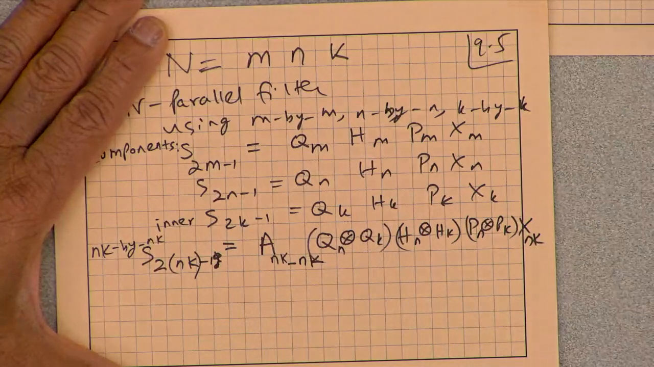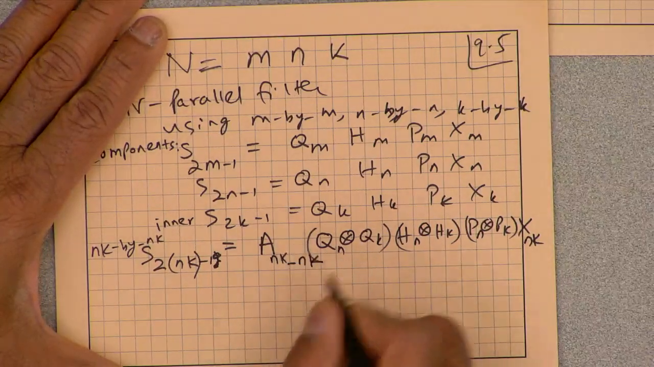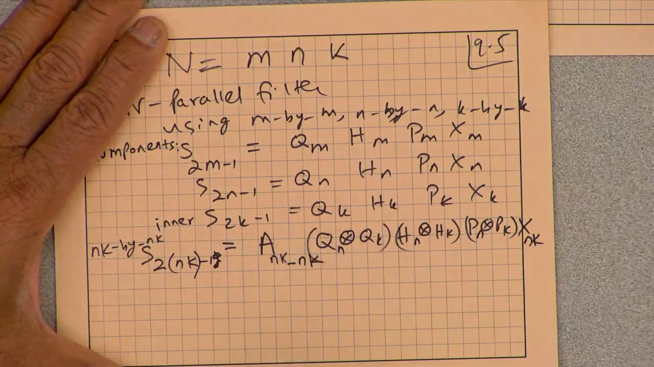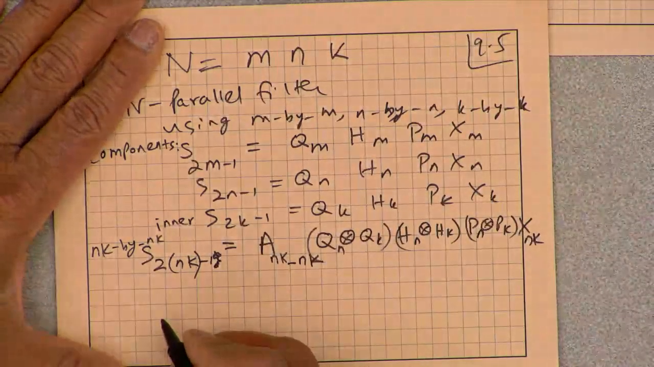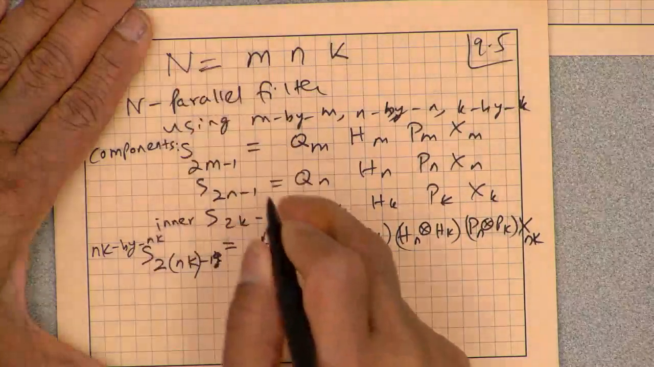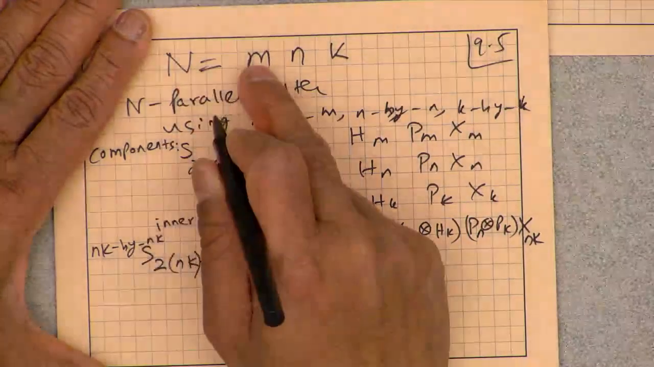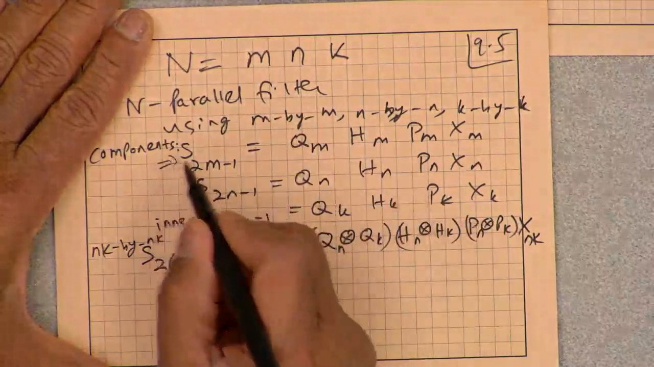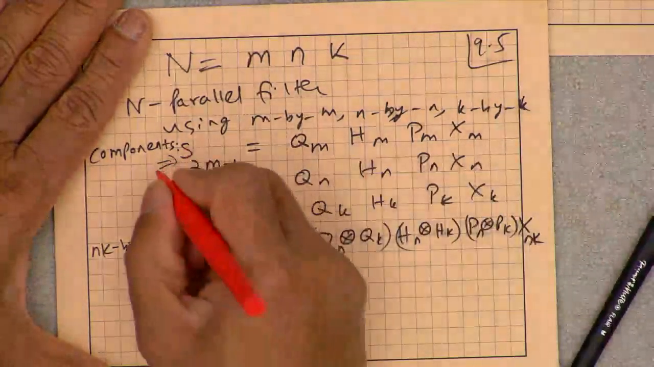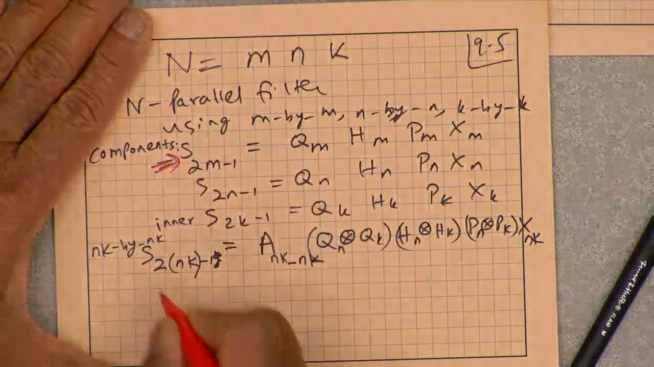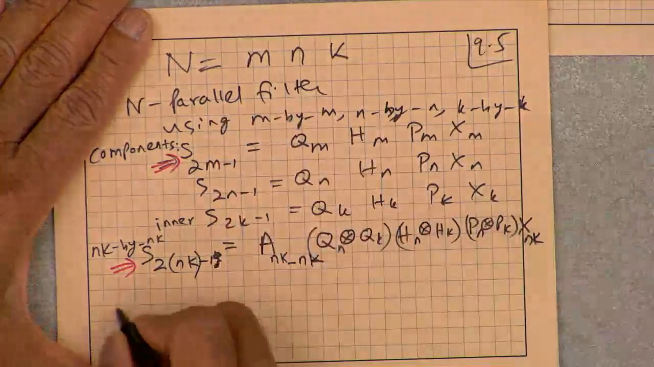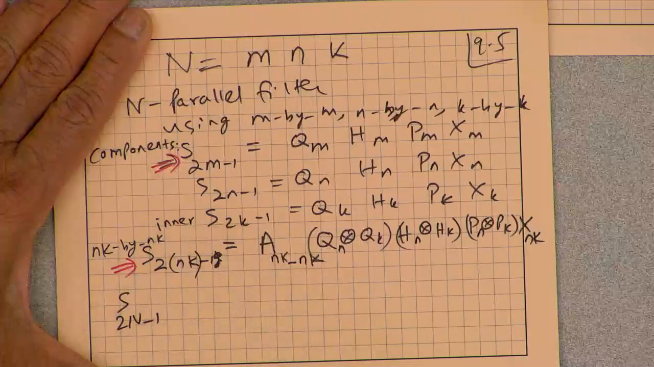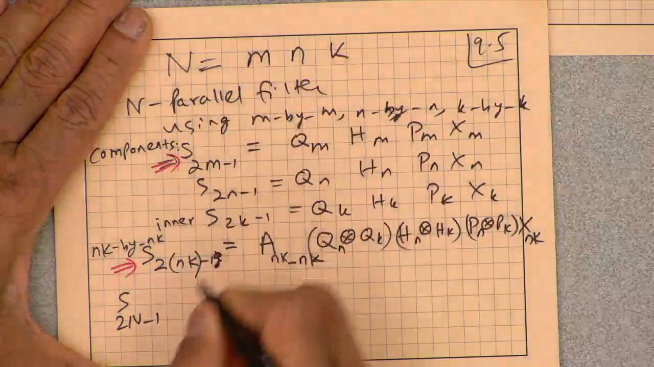So K is the inner K, nk by nk. Okay. Then if I build on that, and now I use m by m convolution, which is this quantity. Now we combine this quantity, this is m by m point, and this is nk by nk point, and you combine these two, and then we get S 2n minus 1.